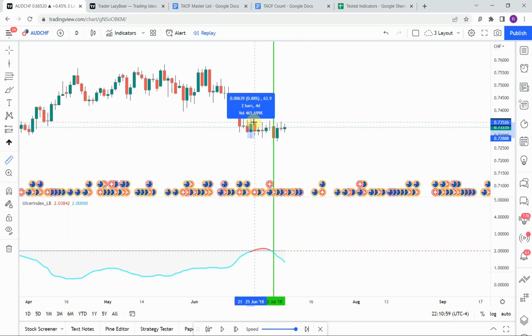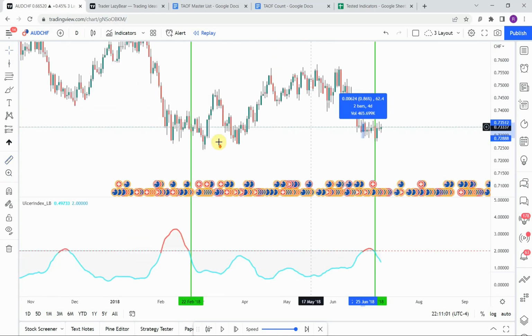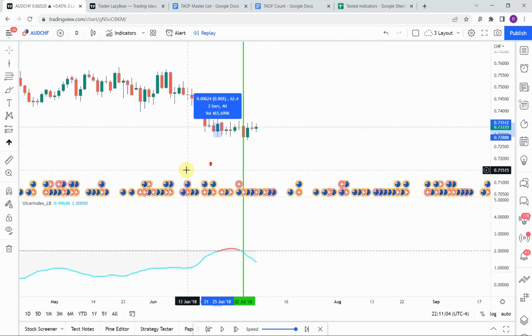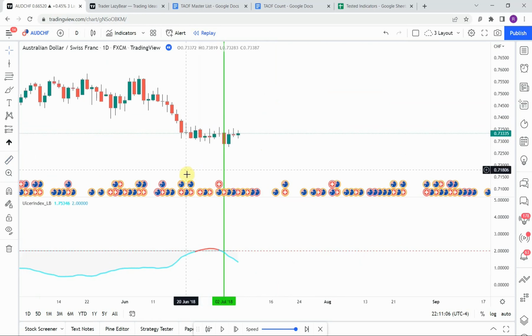It looks like we immediately get a nice spike to the upside, and that is enough to get us to our take profit. Let's go ahead and continue on.